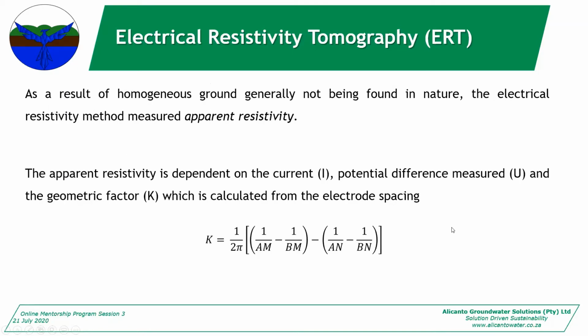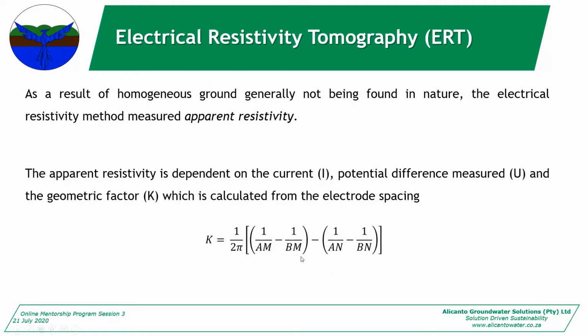And we don't generally have homogeneous ground in the real world or in nature. So electrical resistivity measures your apparent resistivity, not intrinsic or true. It's an apparent resistivity, which is dependent on the current, the potential difference measured, and the geometric factor, which is calculated from your electrode spacing.